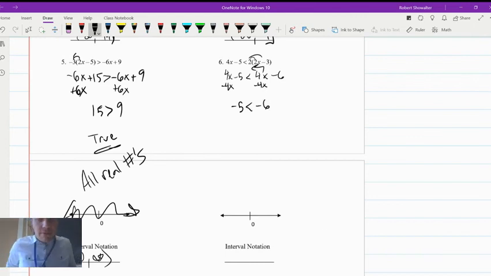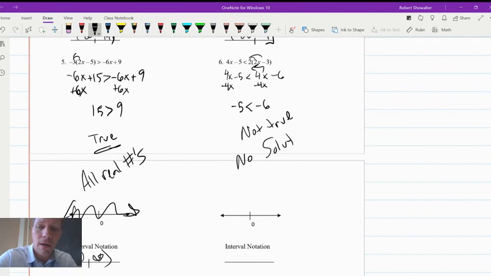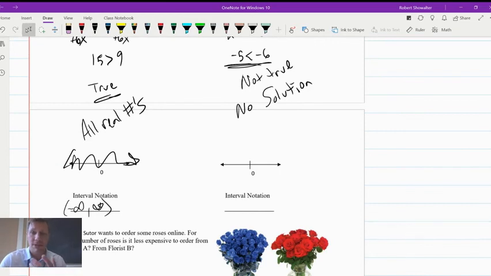And we ask ourselves, we say it out loud if we need to, negative 5 is less than negative 6. Is that true? No, that's not true. If it's not true, we say no solution. Since that was not true, we say no solution. We don't fill in anything on the number line. We just leave it blank because the number line is all the numbers that make a true statement, that represent the solutions. There are no solutions, so we can't fill it in.